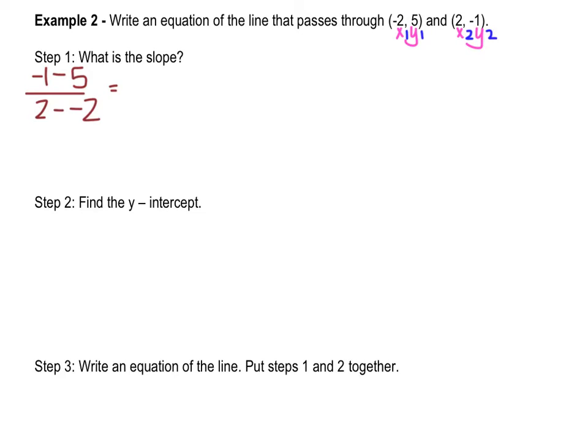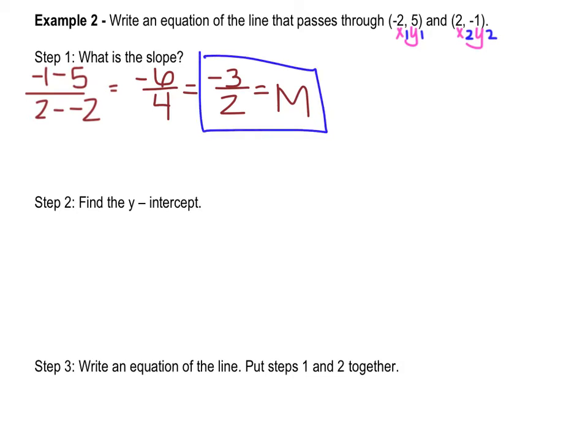Just keep simplifying. So -6 over 4. And again, that's going to be a decimal of some sort, so I'm just going to reduce that fraction. So I end up with -3 over 2 equals m. So that's my slope. Finding my intercept is the same exact way I just did in that example before. So I'm going to use this y equals mx plus b. And since we have 2 points, you get to pick which one. So I'm just going to use that first one.